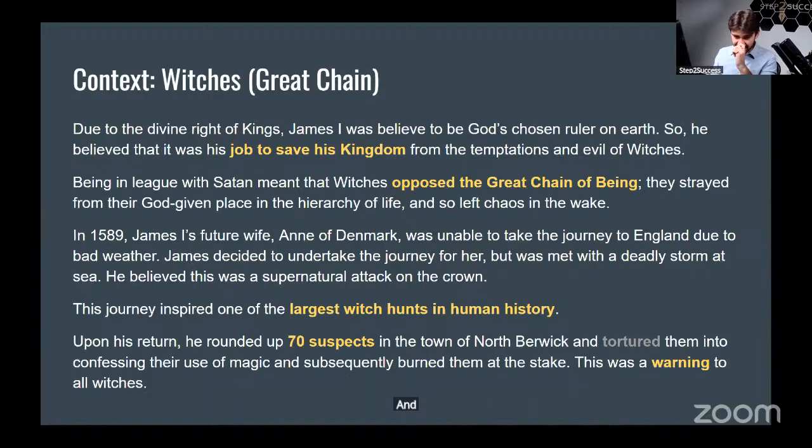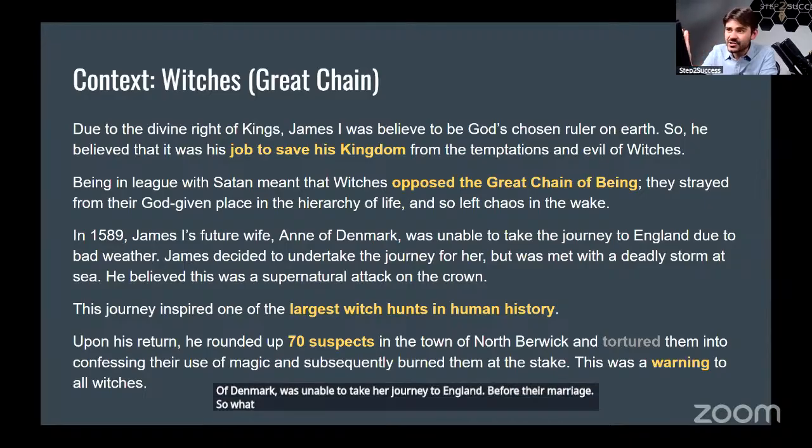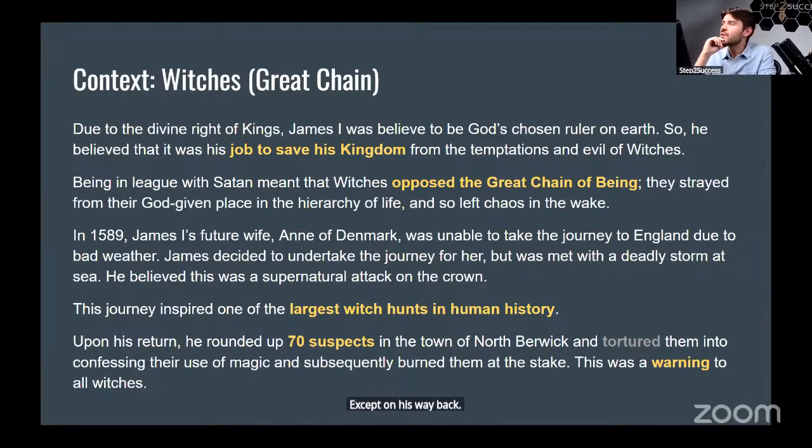And in 1583, James I's future wife, Anne of Denmark, was unable to take her journey to England before their marriage. So what James decided to do was travel to Denmark to collect her. Except on his way back, James I's voyage suffered a terrible storm. And he believed that this was because of a supernatural attack on the crown. And this led to one of the largest witch hunts in history.